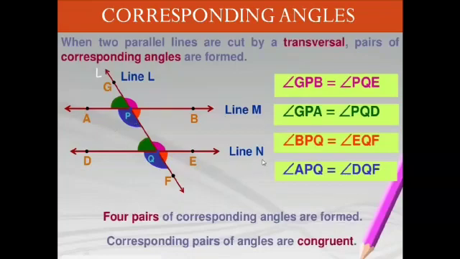If line M and line N are parallel, then this angle will be equal to this, pink angle will be equal to pink, blue angle will be equal to blue, and orange angle will be equal to orange. So four pairs of corresponding angles are formed when a transversal cuts two parallel lines, and these pairs of corresponding angles are equal for parallel lines.